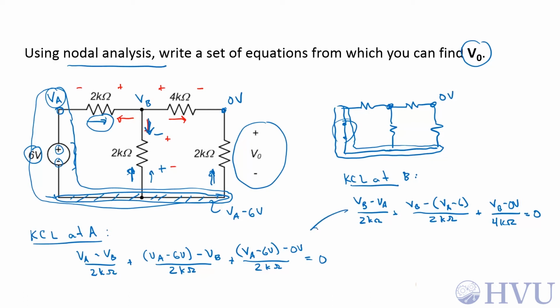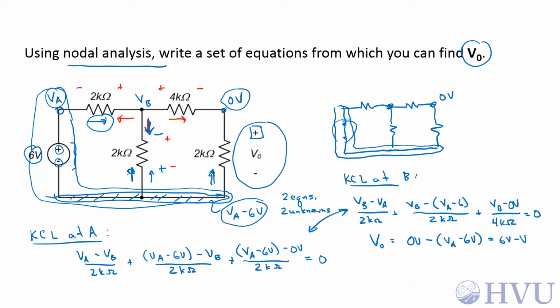So this is 2 equations and 2 unknowns. I can solve those for VA and VB, and then I can find V0 in terms of VA and VB. V0 is the difference between 0 volts and VA minus 6, with the 0 volt side being assumed to be the higher. So V0 is equal to 0 volts minus VA minus 6 volts, which is just equal to 6 volts minus VA. Now I have 3 equations and 3 unknowns that I can solve for V0.